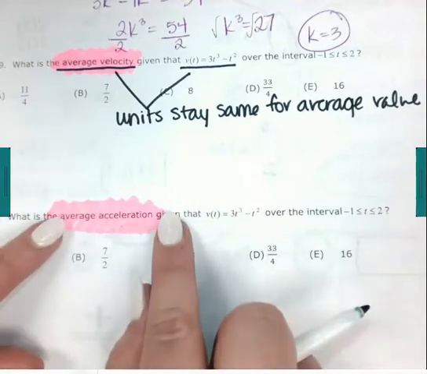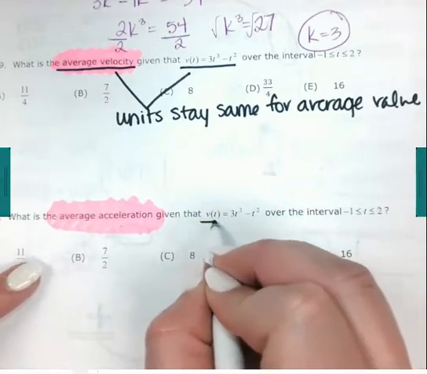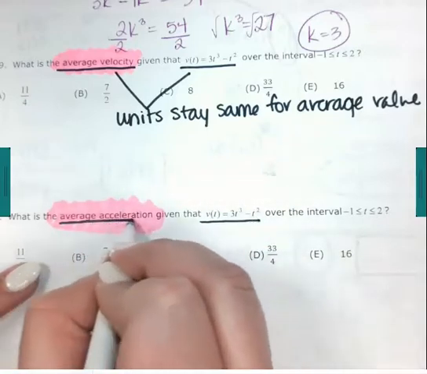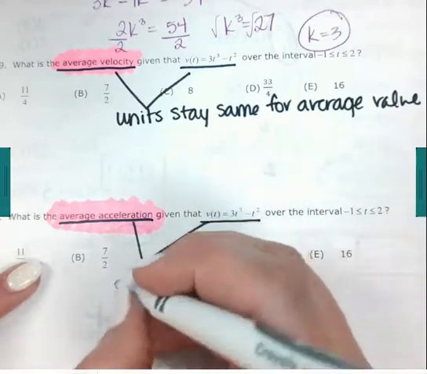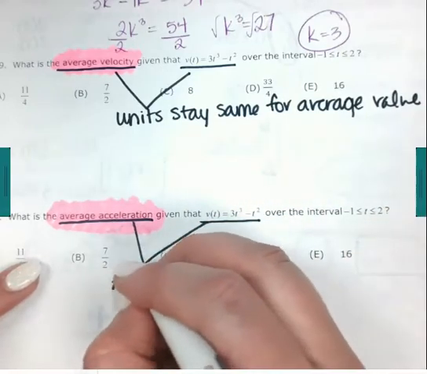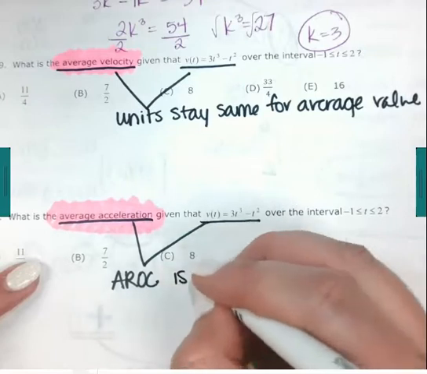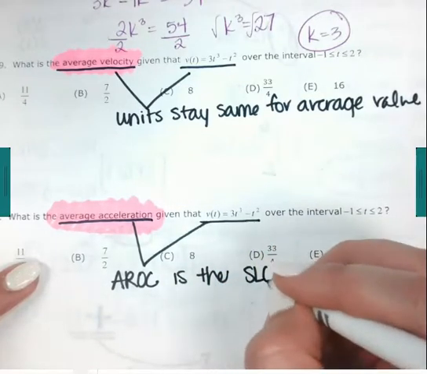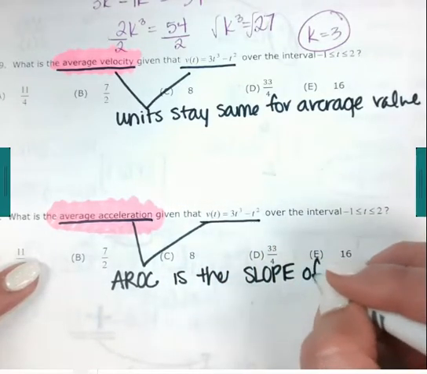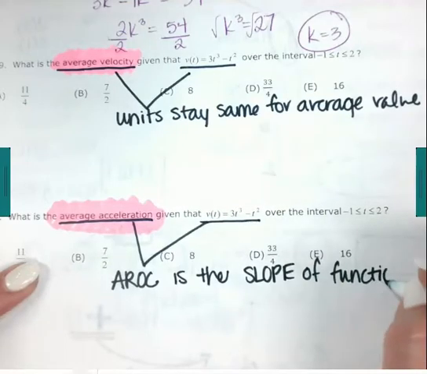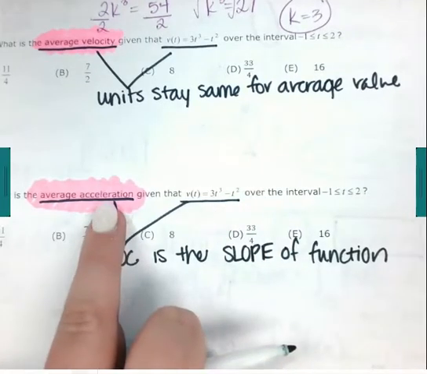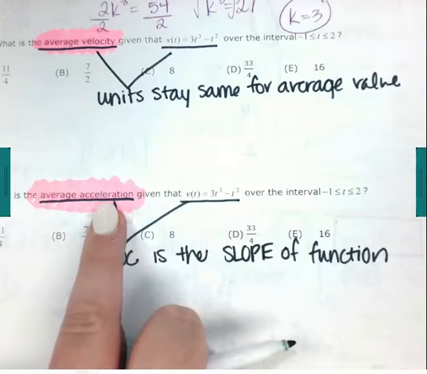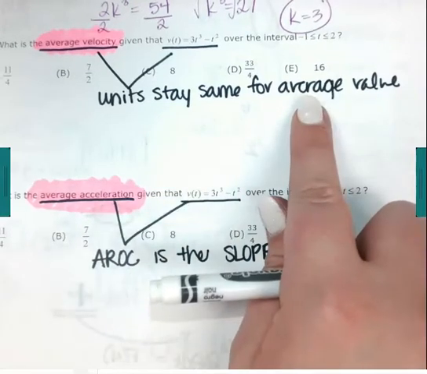Okay, now come down to this one. This is velocity, but what's this? Acceleration. And acceleration is the derivative or the slope. Oh my god, and you didn't say anything. Okay, so average rate of change is the slope of the function. So if this is velocity and I want acceleration, I should be doing AROC. Versus if I want the average of the same thing, I should be doing average value.